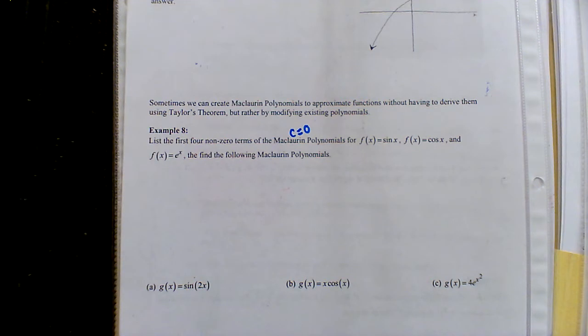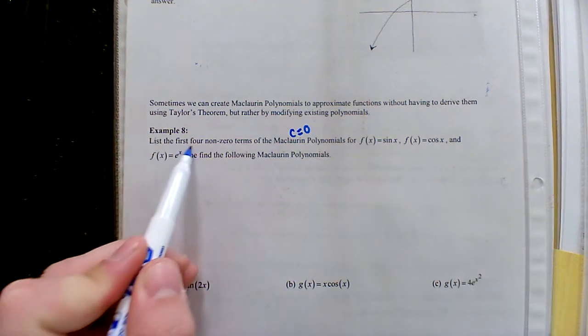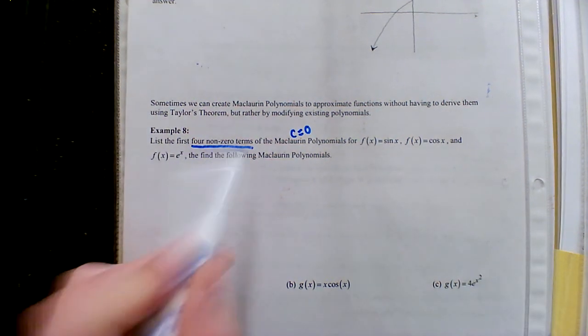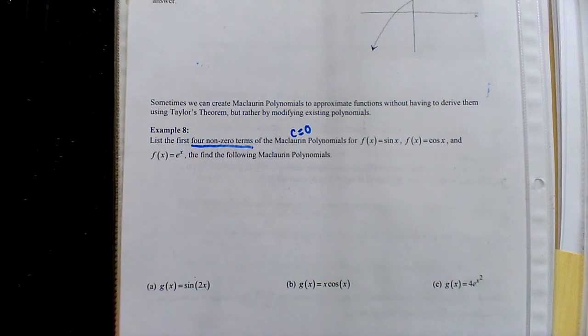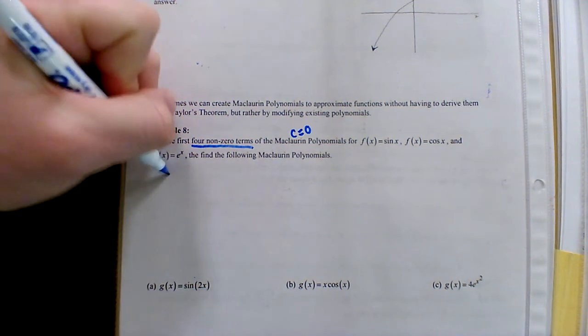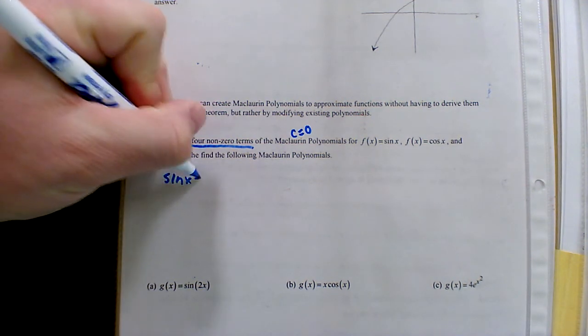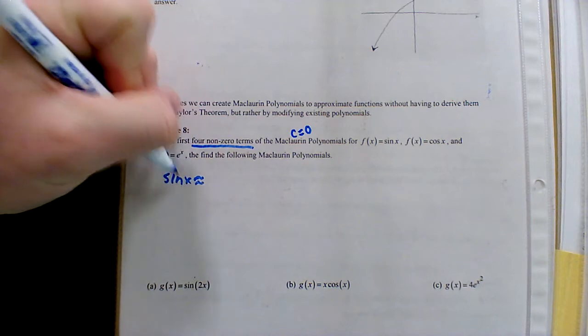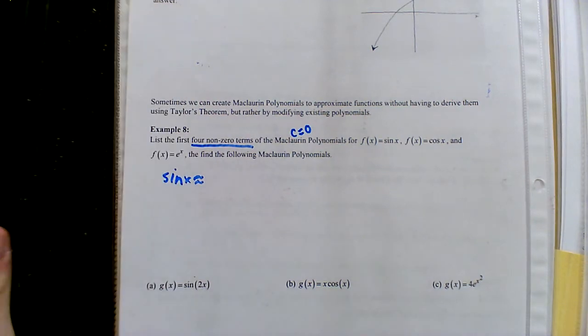For f of x equals sine of x, f of x equals cosine of x, and f of x equals e to the x, find the following Maclaurin polynomials. So they want us to only go to 4 non-zero terms. So let's think of just sine x first. We want to find the Maclaurin polynomial, the first 4 non-zero terms of sine x.